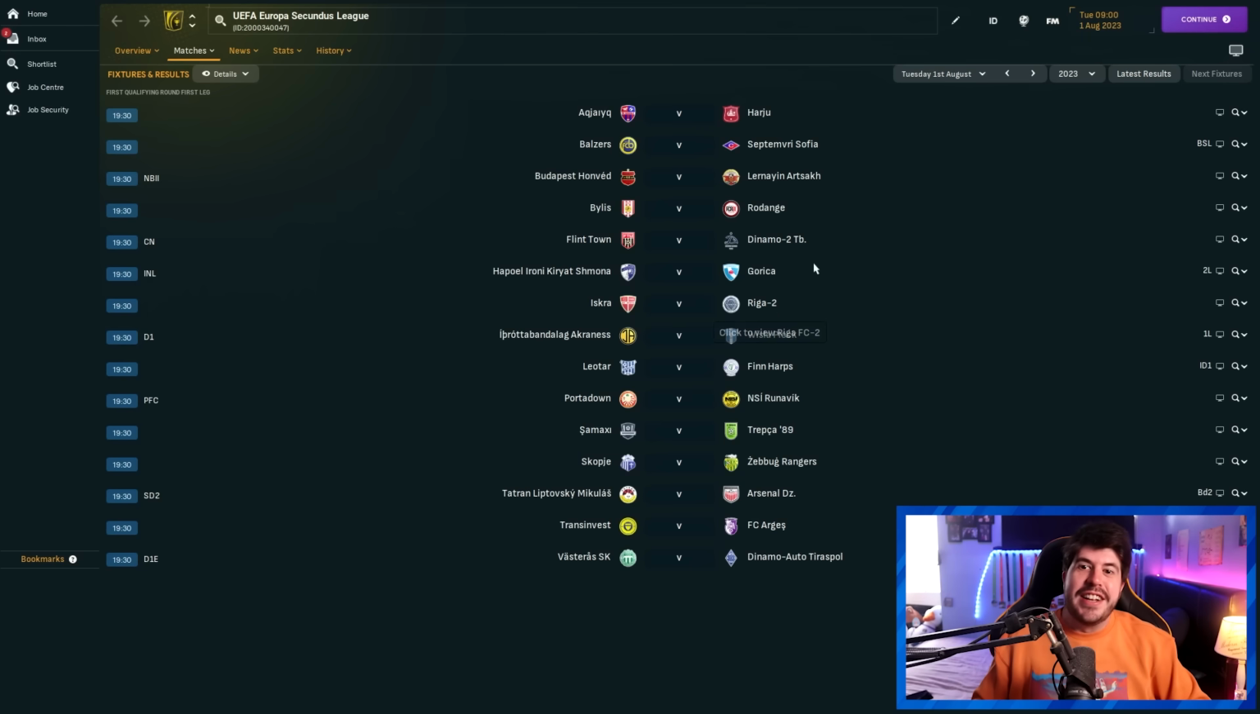So Riga's second side, Dinamo Tbilisi's second side, also in here against Flint Town. Shout out to Budapest Honvéd as well. And Finn Hearts from the second tier of Ireland. It'll all start to become more clear once we get to the latter rounds of qualifying and then into the groups itself, because obviously that's when the English, Spanish, Italian, German teams enter, and French, of course.